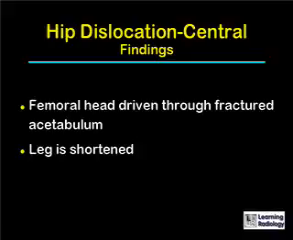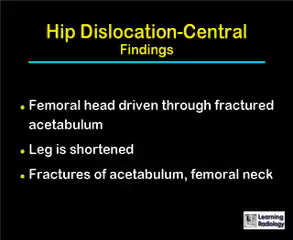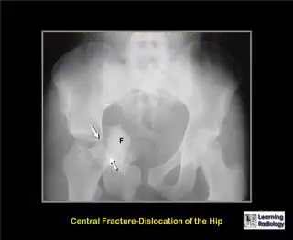The leg on the affected side may be shortened, and there are fractures of the acetabulum, the femoral neck, and the femoral head. This is an example of a central fracture dislocation of the hip. You can see that the acetabulum has been split and that the femoral head, labeled F, now lies inside the true pelvis.